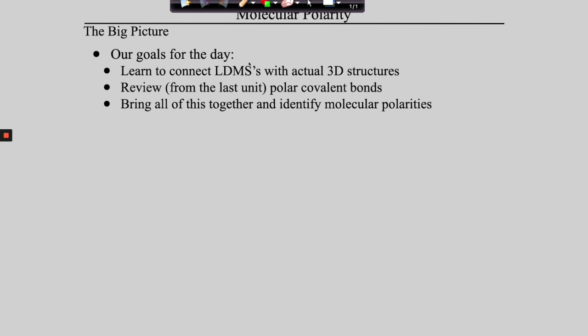So guys, these are our 3 goals for today. We are going to learn to connect Lewis dot molecular structures with their actual 3D structures. I'll show you what that means. Then we're going to review polar covalent bonding. Then we're going to bring all this together and we're going to talk about polar covalent molecules. And then you're going to get your homework done. So guys, again, there's 3 things that we need to review. Ask questions as we go.